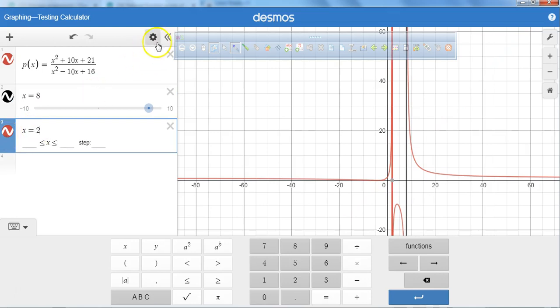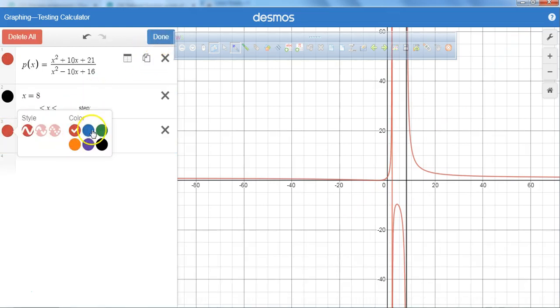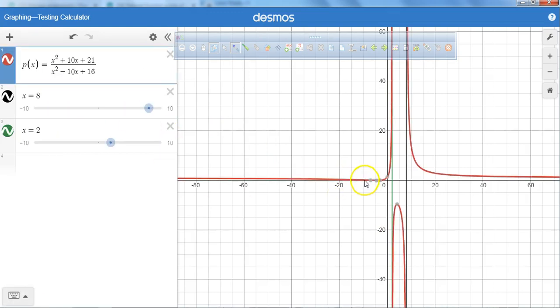So we have 2, change colors there. There we go. We have 2 vertical asymptotes, one at a 2 and one at an 8, and you can also see our zeros here. We got a -3 zero. And we got a -7 zero, so you can see your zeros as well.